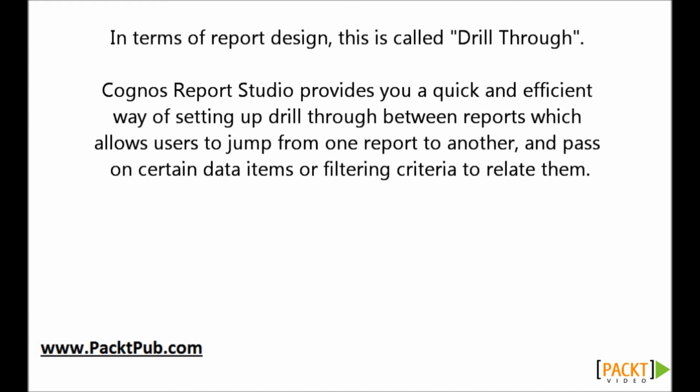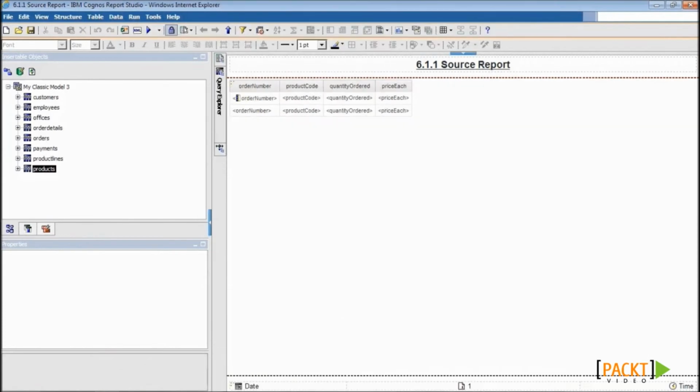To start with, I have created a simple list report showing order number, product code, quantity, and price. I have also grouped the order number column. You have already seen how to create this sort of report in Chapter 2. We are going to use this report as a source report, so let us save it as 6.1.1 source report.